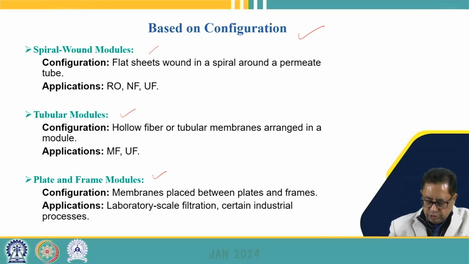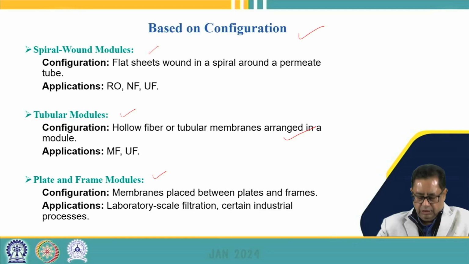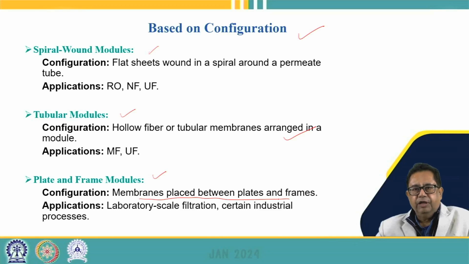Similarly, when we talk of the tubular module, we can have two types of arrangement here. One is called the hollow fiber and the other is also known as the tubular membrane. These types of membranes may be employed for processes like microfiltration and ultrafiltration. Similarly, we can have plate and frame modules where the membranes are placed between the plates and the frames, and they may be used for laboratory scale filtration, industrial processes. They may also be used for wastewater treatment.